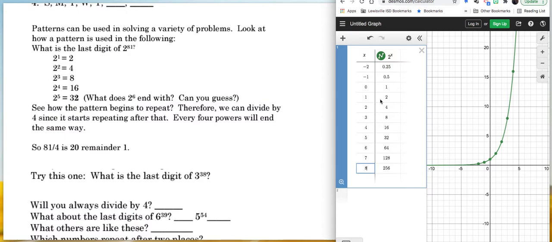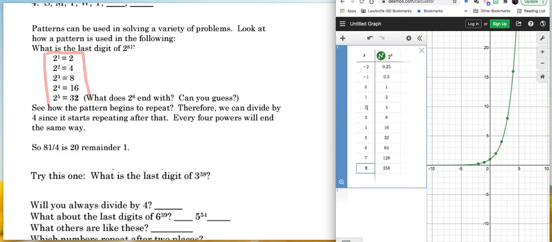Because in our pattern, we have the first term, second term. We don't have a 0 or any negative terms. So the first part of the pattern, which would be 2 to the 1, is 2. And we have that on our page here. We have the pattern started. So the first one ends in a 2.